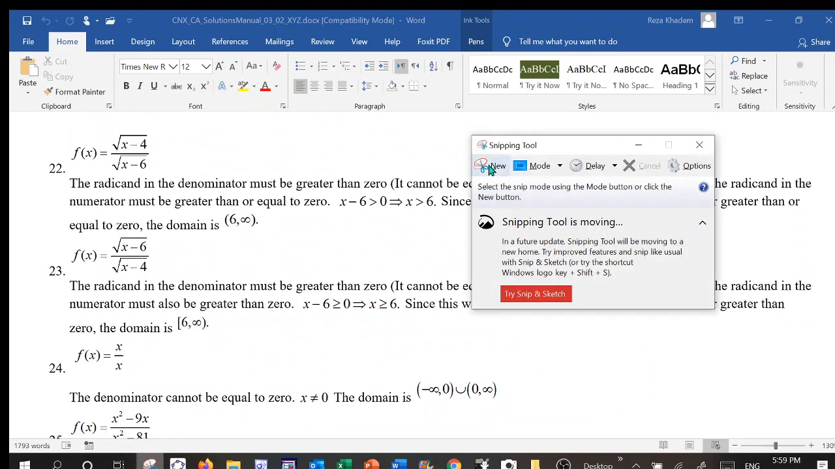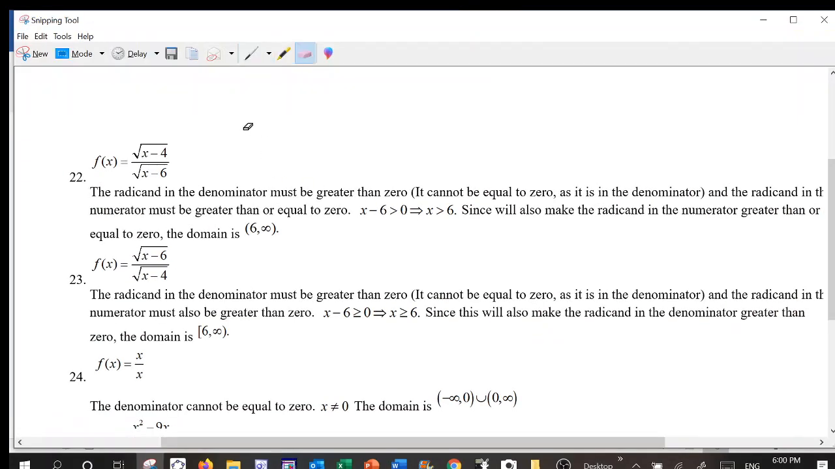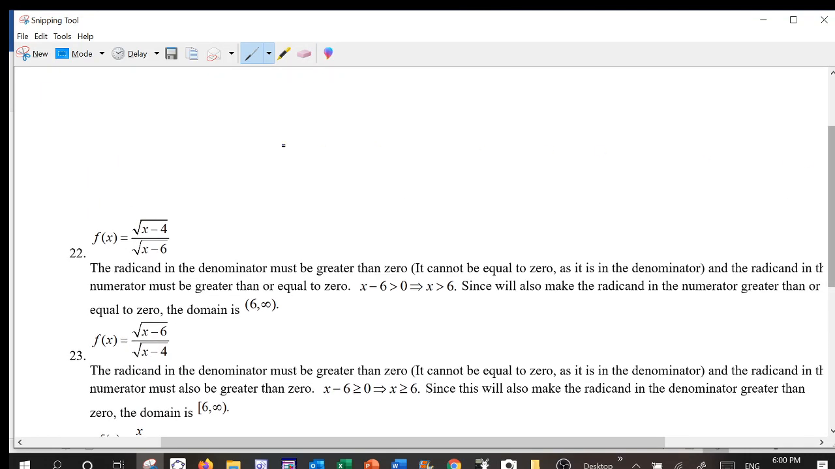Let's do 22. All right, so here we have again 2 problems, right? Because one problem is that x minus 4 has to be greater than or equal to 0. So from here, we know x has to be greater than or equal to 4.